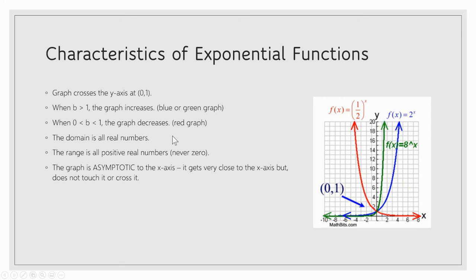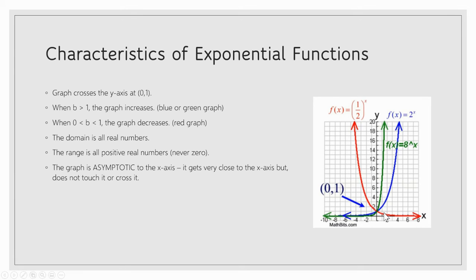Okay, the domain is all real numbers. I can plug in positive and negative numbers in for exponents. Okay, there's no limitations on what I'm allowed to plug in. The range, okay, is all positive real numbers, never 0. Okay, so that leads us into that next sentence. So let me read that and I'll kind of put these two ideas at the bottom together. It says the graph is asymptotic to the x-axis. It gets very close to the x-axis, but does not touch it or cross it. Okay, so that's why that range is positive real numbers, but never 0.